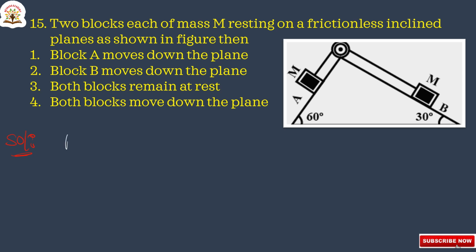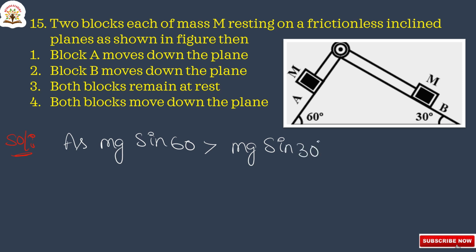Here as mg sine 60 is greater than mg sine 30, the block A moves down the plane and block B moves up the plane. So which one is correct? First option is correct. Block A moves down the plane and block B moves up the plane.